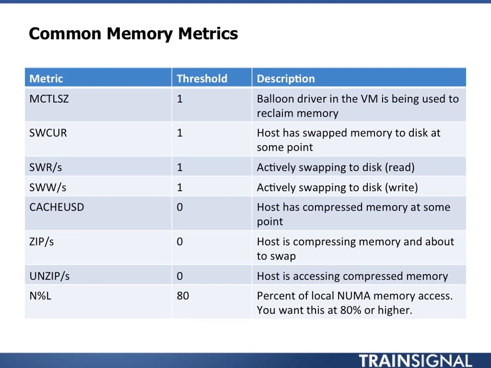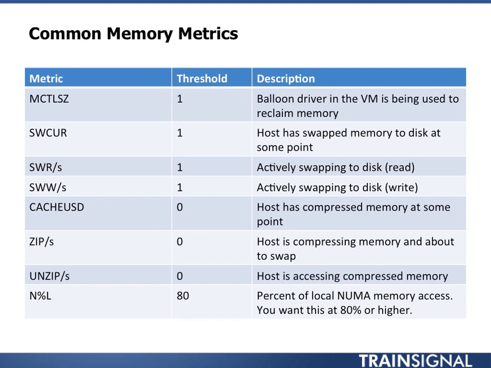The next one, SWCUR, is host is swapping memory to disk at some point. This is kind of like a running total. Anytime a host swaps to disk, it's bad. Your performance goes through the floor. It's not as efficient as a guest swapping, like Windows swapping or Linux swapping. At least the guest knows what it's swapping. It knows it's memory it's probably not going to need. When VMware does it or vSphere does it, it's just swapping, and it doesn't have that level of understanding, so your performance just goes to the floor.